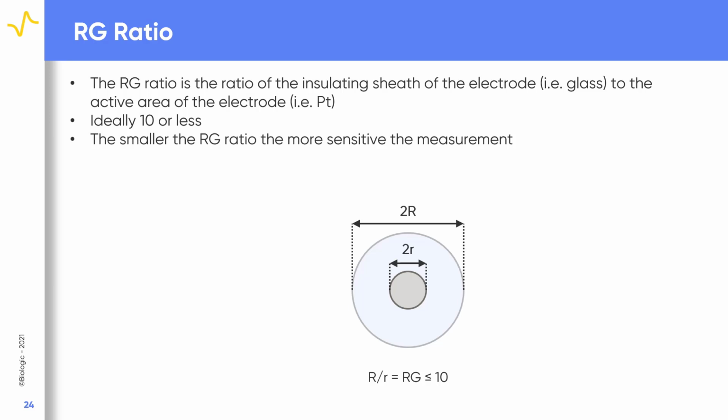The RG ratio is the ratio of the insulating sheath of the electrode to the active area of the electrode. This ratio controls how sharp the final measurement is, with the aim to achieve an RG ratio of 10 or less. If the RG ratio is too large, the glass sheath blocks the diffusion of the redox mediator to the active region of the probe too well. This can result in the probe being positioned too far from the sample surface and the measurement having poor sensitivity. If the RG ratio is too small, on the other hand, the signal quality can also be affected. In this case, the redox mediator can diffuse too easily to the probe, which can reduce the negative feedback over an insulator.